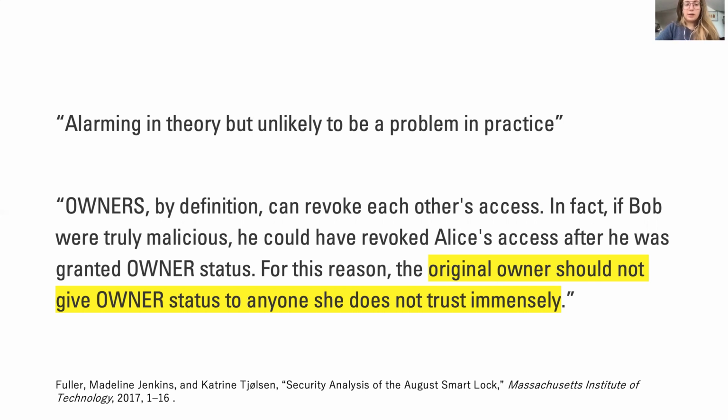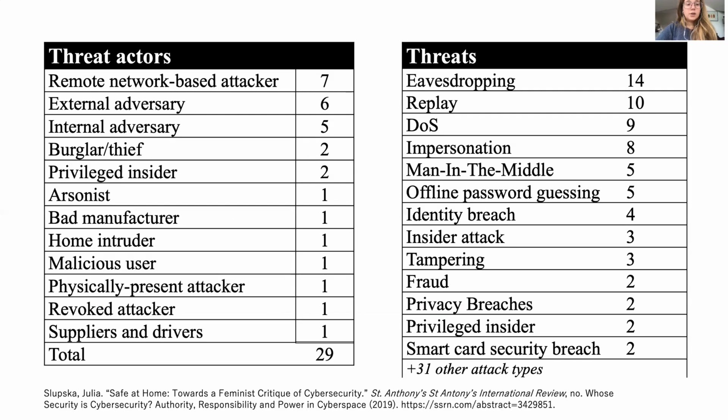Again, with this idea that if you trust them immensely, then they won't be a problem later on, which we know isn't the case. So, starting with these few papers looking at smart locks, I did a broader review of over 50 papers in the Internet of Things security analysis space, and found that in most cases, these papers don't even consider someone from inside of the home as an attacker.